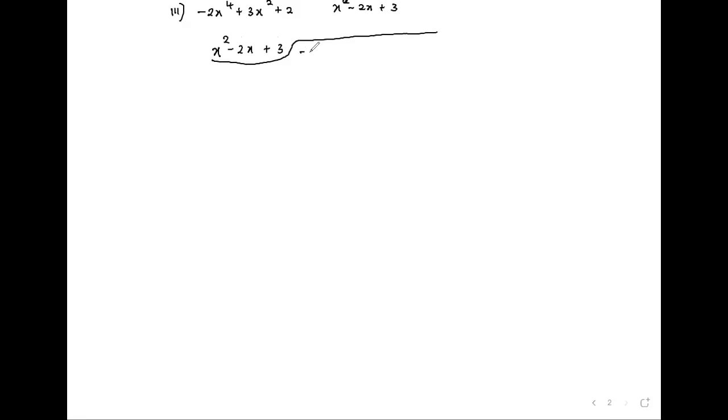So that's minus 2x^4 plus 0x^3 plus 3x^2 plus 0x plus 2. I'm putting the zeros there to make sure that you're subtracting and not confused.